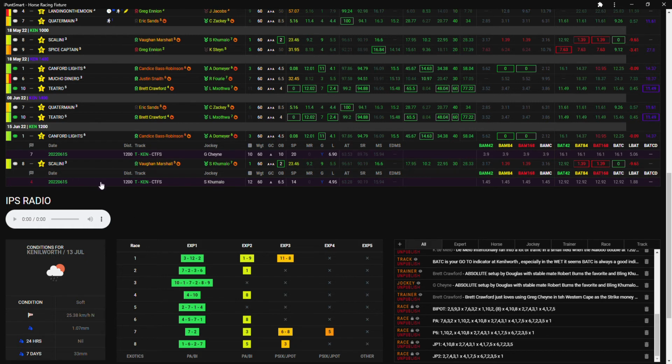So immediately we think Scalini is the better one, because Scalini started from 12 to 1. It's now, from a draw of 12, it's now in a 1 draw. Canford Lights was also badly drawn at 10, it's now a 3 draw. Scalini was also favored in the market more, 6.5, drifted to 14. Canford Lights was at 10, drifted to 20. Scalini finished 1.95 lengths ahead of Canford Lights, and they were both over the same 60 kilograms.